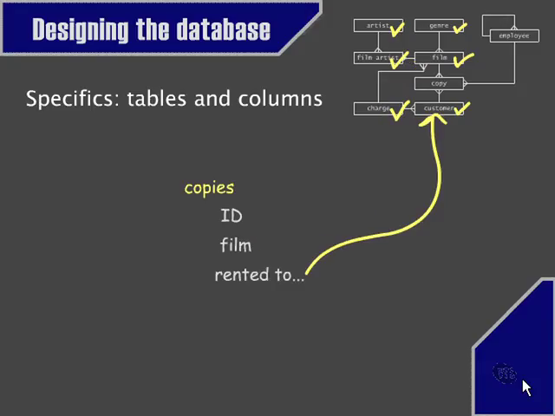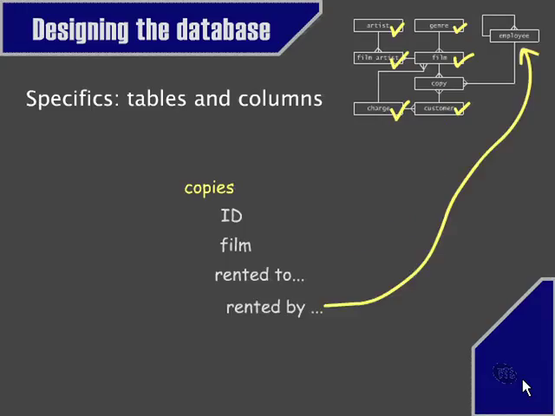We're going to have a rendered to column, and that allows us to at any time be able to see who the particular copy of the film has been rendered out to. If it hasn't been rendered out at the moment, in other words it's on the shelf, then this field will be null. We'll also include a rented by column so that we can keep track of which employee is renting to which customer and which film they're renting.